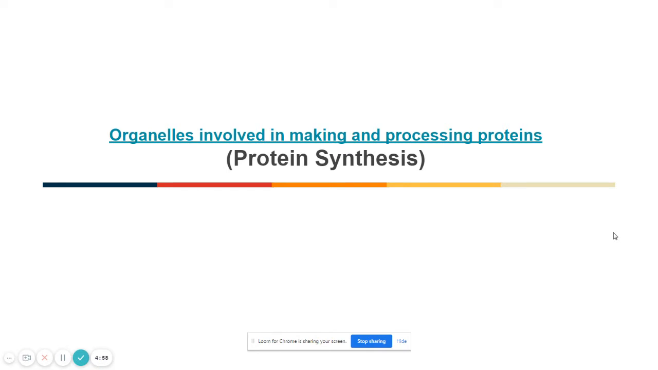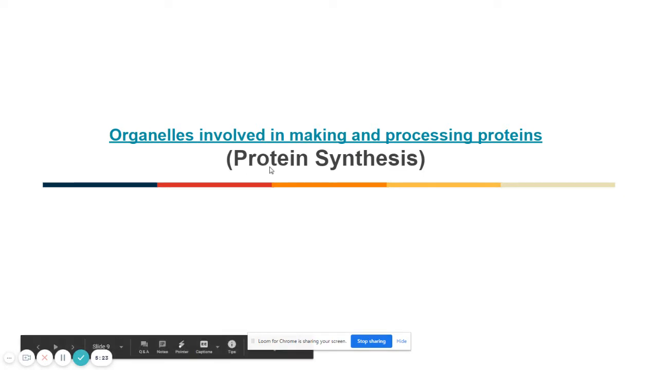The next group of organelles that we're going to be covering are the organelles that are involved in the process of making proteins, or a fancier way to say this is protein synthesis. So we know that proteins are one of the most diverse macromolecules found in living things. They are so important and they play such a crucial role in so many of the cell processes.